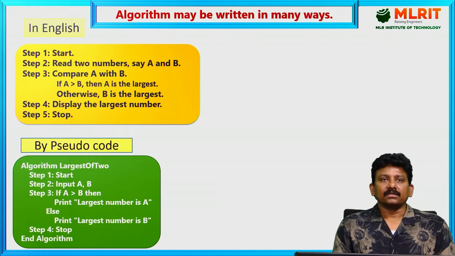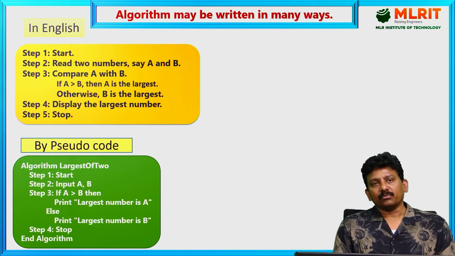Step 5, stop. These are the steps written in English language, so any algorithm can be represented in English language. Second method, the algorithm can be represented by using pseudocode. The name of the algorithm is largest of 2. An algorithm has a name. Here, pseudocode can use programming constructs. Most of the programming constructs can be used in pseudocode, so that we can convert the pseudocode into any programming language easily.